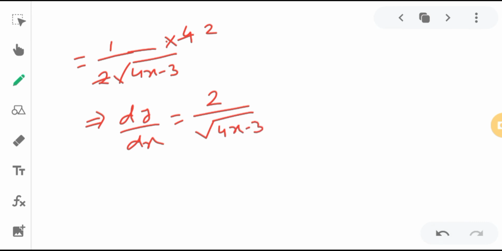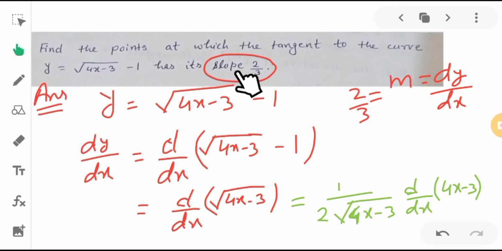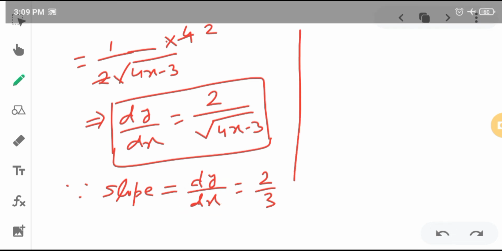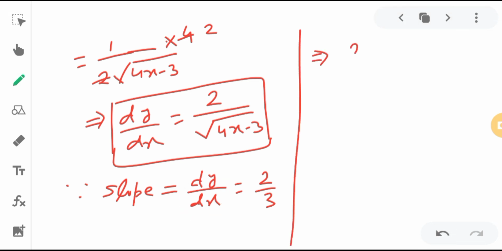Since in the question dy upon dx is given, the slope is given as 2 upon 3. Slope means dy upon dx is given in the question as 2 upon 3. So I will use this and put the dy upon dx value as this. So dy upon dx is nothing but 2 upon square root of 4x minus 3, and this value is nothing but 2 upon 3.